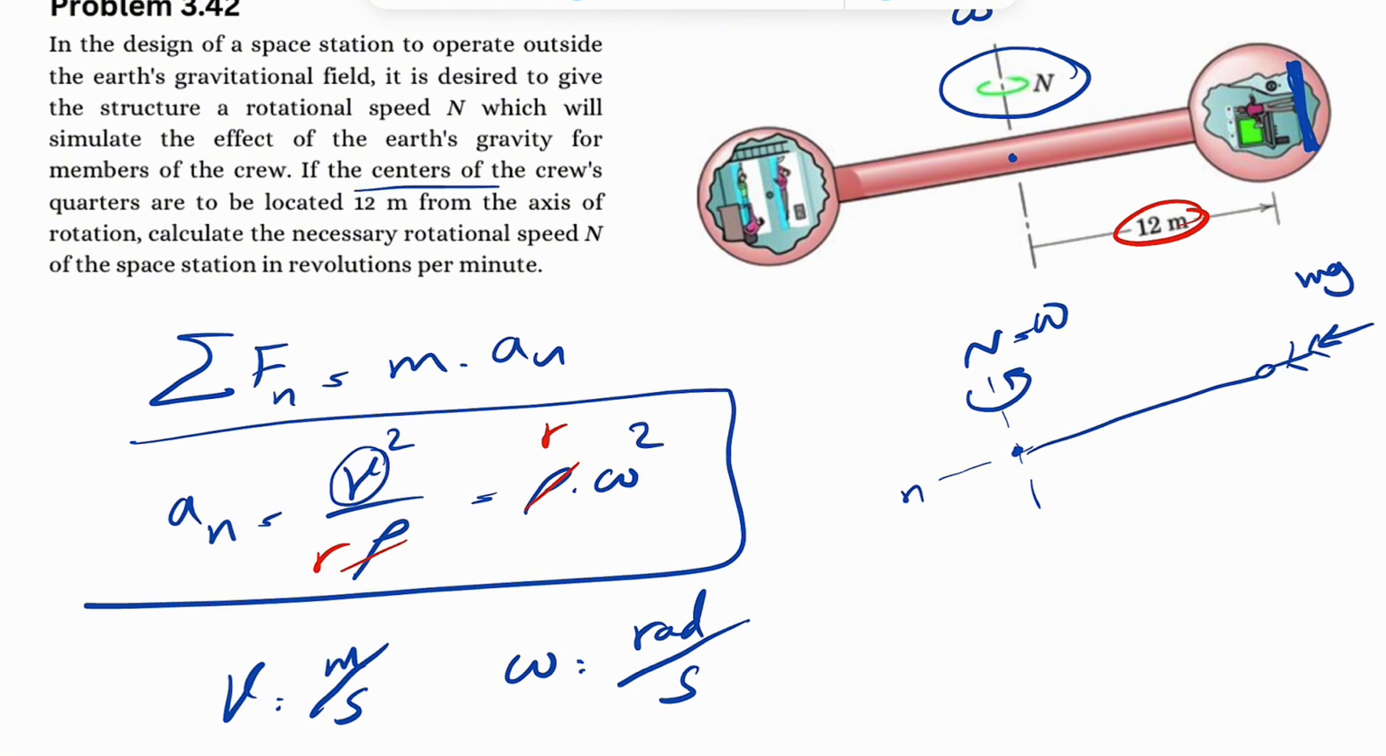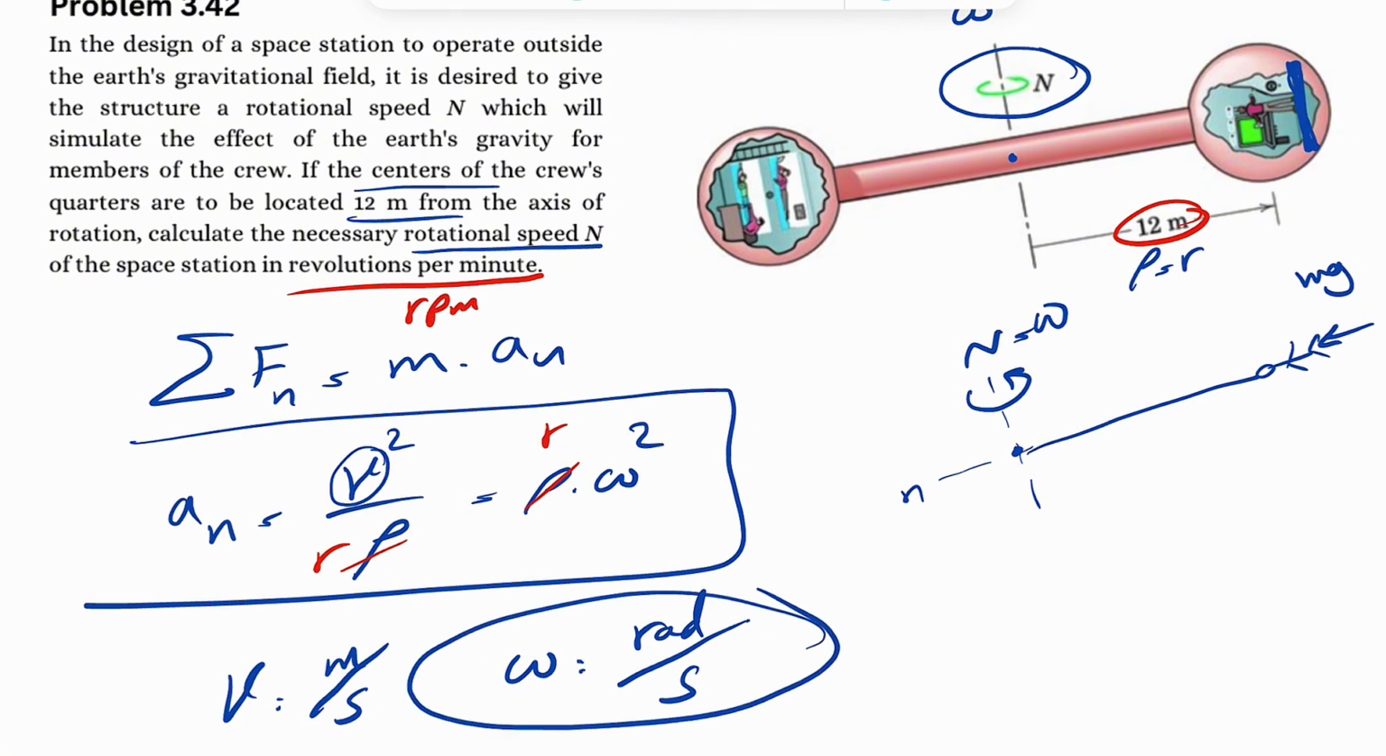If the centers of the crew's quarters are to be located 12 meters from the axis of rotation. Again, we talked about it. This is basically our rho or r, the radius of our circular path. We need to calculate the necessary rotational speed n. So we're looking for n or omega of this space station in revolutions per minute. This is critical for us because we are looking for RPM, not radian per second. So we need another unit conversion in here.